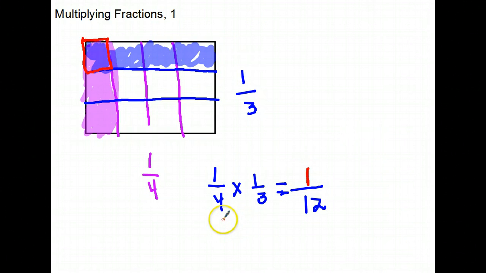And that's consistent with what we had before. 4 times 3 is in fact 12. 1 times 1 is in fact 1. So 1/4 times 1/3 equals 1/12. That's our answer.